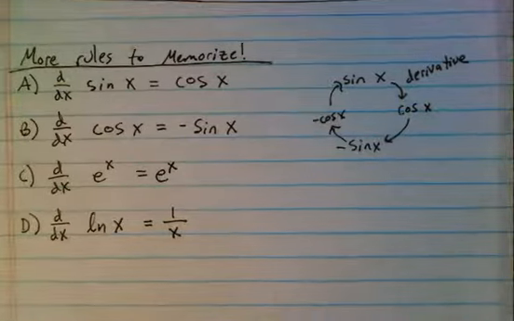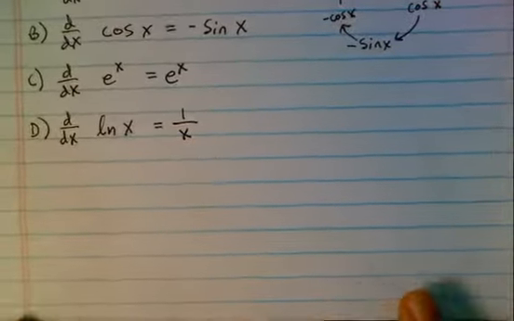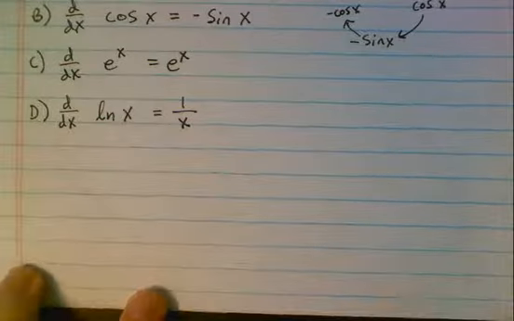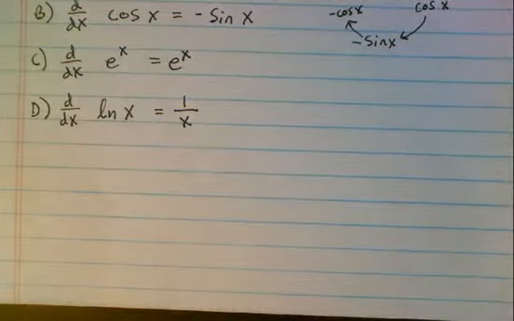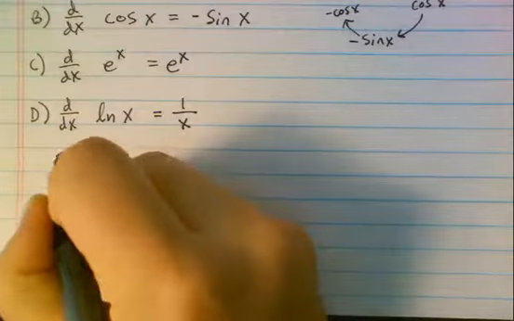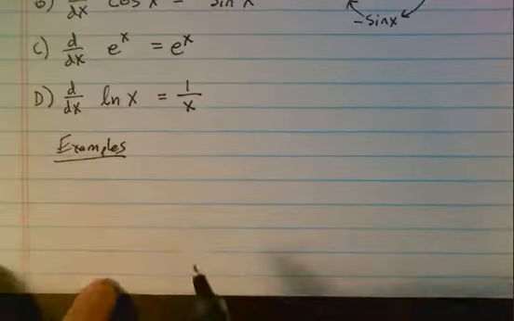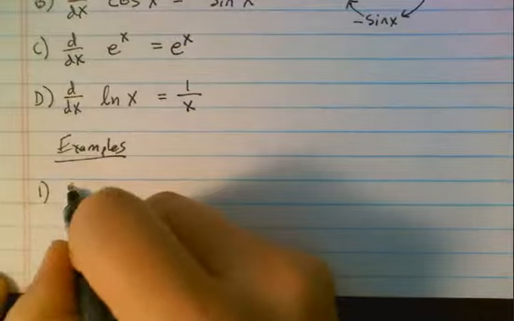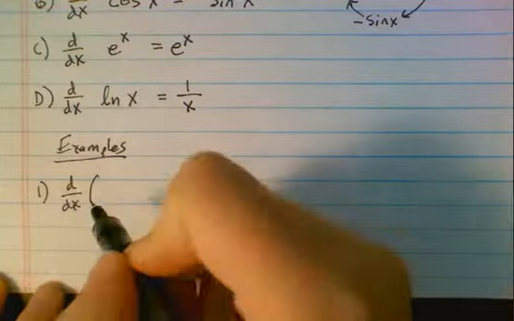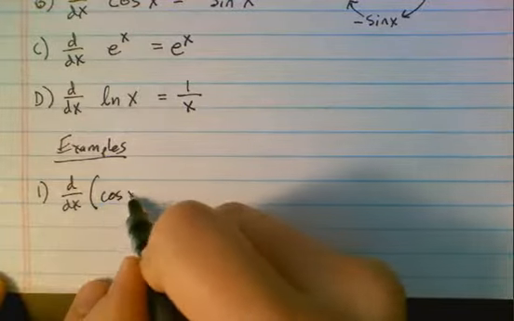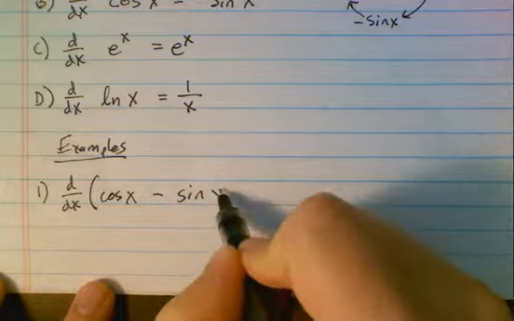So we're going to give a couple of examples of these and then check for understanding, and we're all done. So here are some examples. First, let's take the derivative of cosine x minus sine of x.